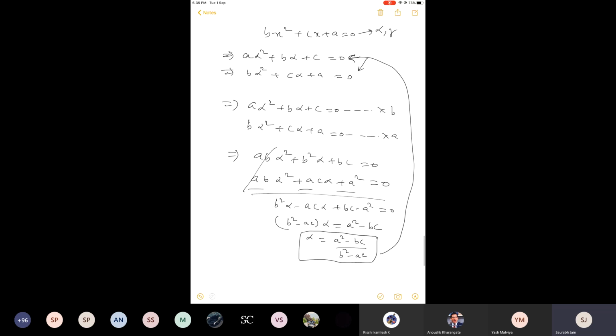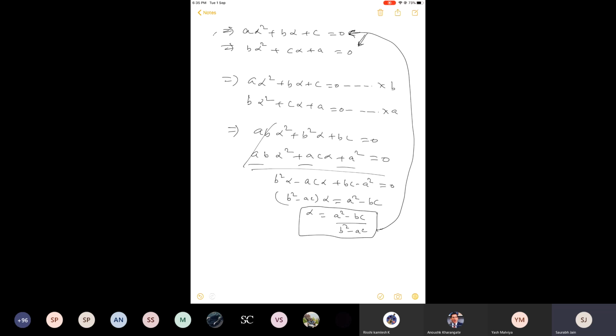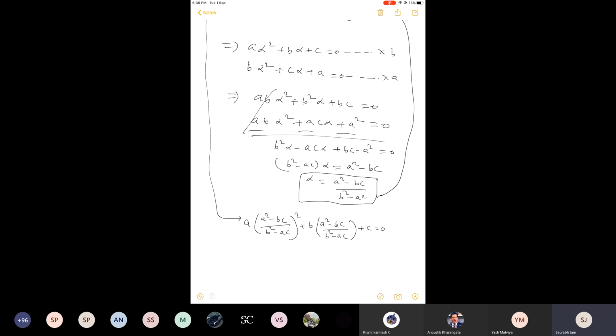So what we have to do? We have to put this value of alpha in any one of the equations so that we can get an equation in a, b and c only. So let me use this equation. So a, then alpha square. Here some calculation will be there, nothing else. This is a alpha square plus b into alpha, and plus c. So now what you can observe? You can observe that alpha is no more and the whole expression is in terms of a, b and c. So what is left is the calculation or the simplification part now.